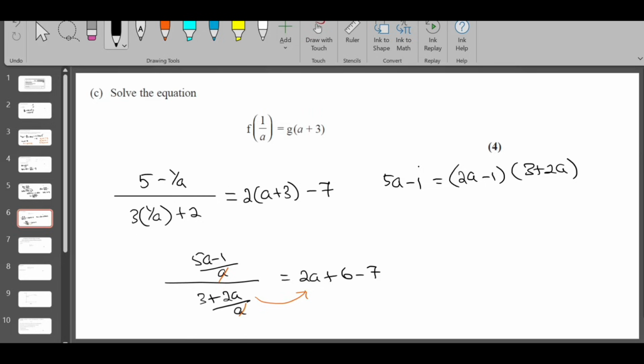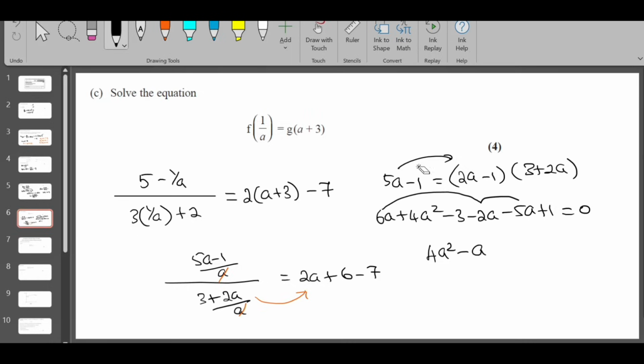Put everything one side, you will get, first I'm going to open the bracket, take 2a and multiply both: 6a plus 4a square. Take minus 1, multiply both, minus 3 minus 2a. And then bring this term also here, minus 5a plus 1 is 0. So you're going to get 4a square, 6a minus 6 minus 2 is 4, minus 5 is minus 1a. And then minus 3 plus 1 is minus 2 is 0, which is a quadratic equation. Let's solve it.